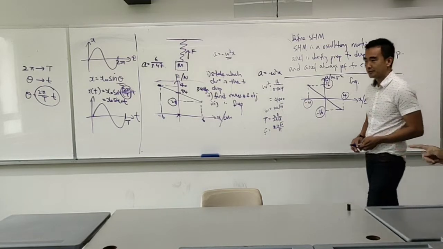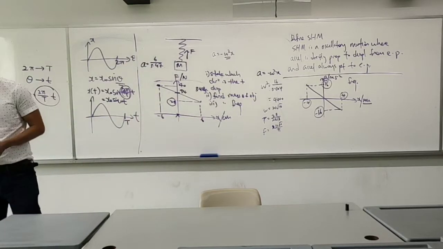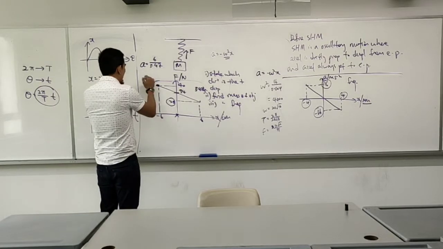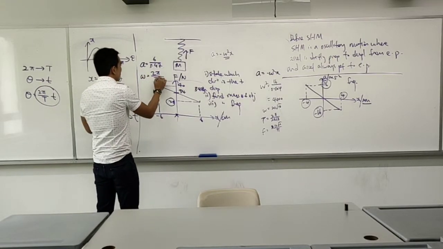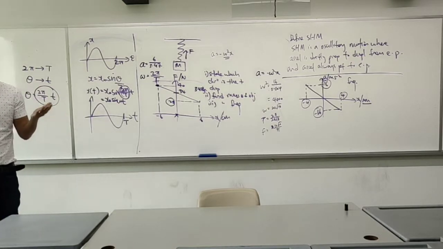Anyone with an answer? W equals to R pi over T? No. W, omega, equals to 2 pi upon T. Or 2 pi f. Anyone got a frequency that would like to shout out?